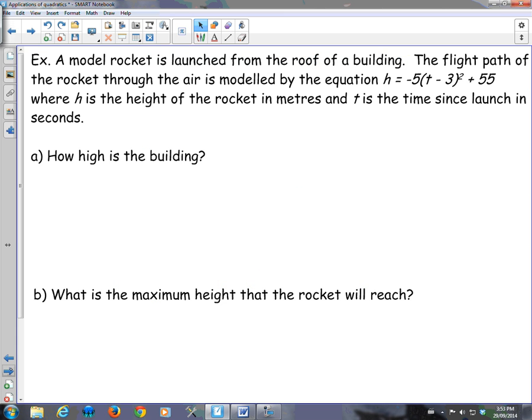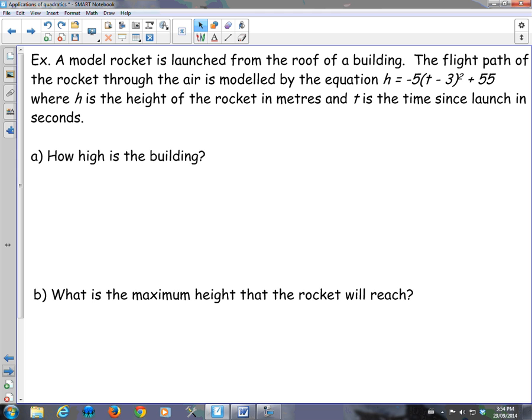So let's look at an example together. A model rocket is launched from the roof of a building. The flight path of the rocket through the air is modeled by the equation h equals negative 5 (t minus 3) squared plus 55, where h is the height of the rocket in meters and t is the time since it was launched in seconds. How high is the building?